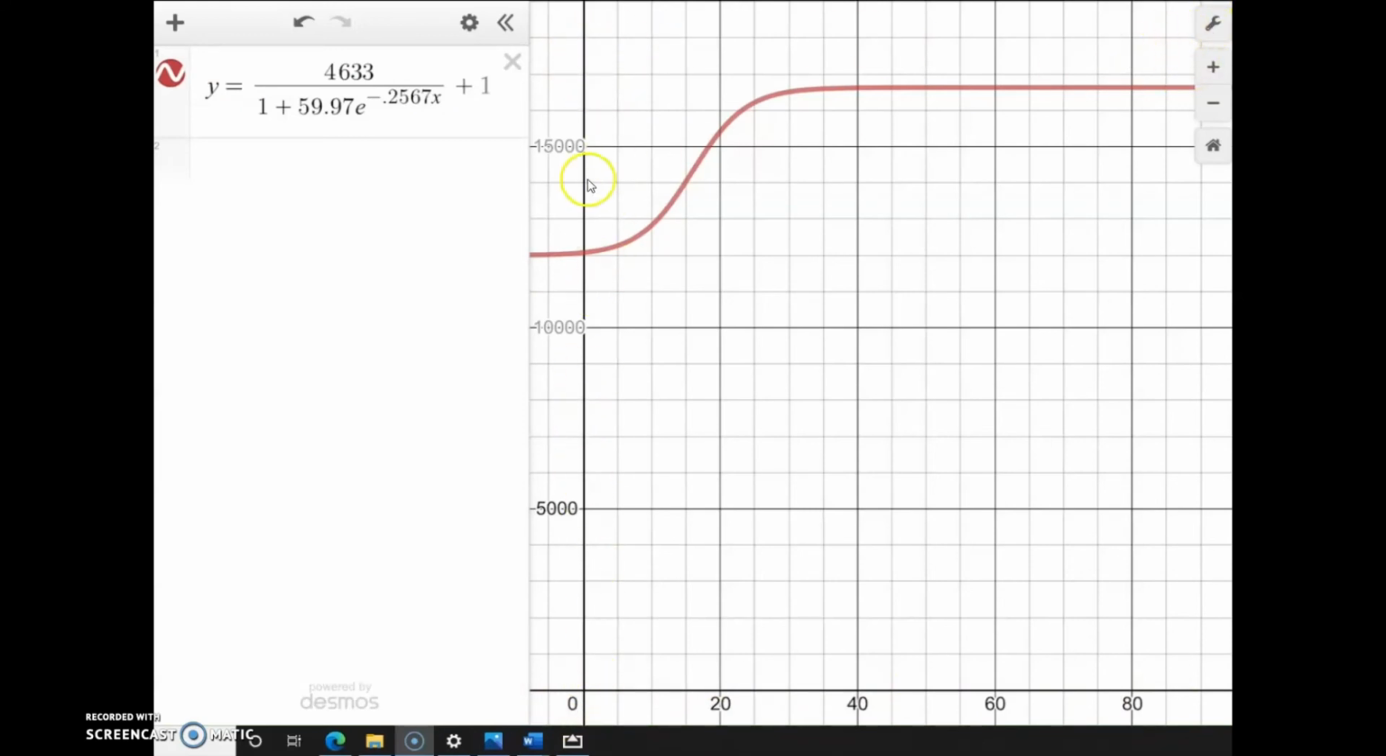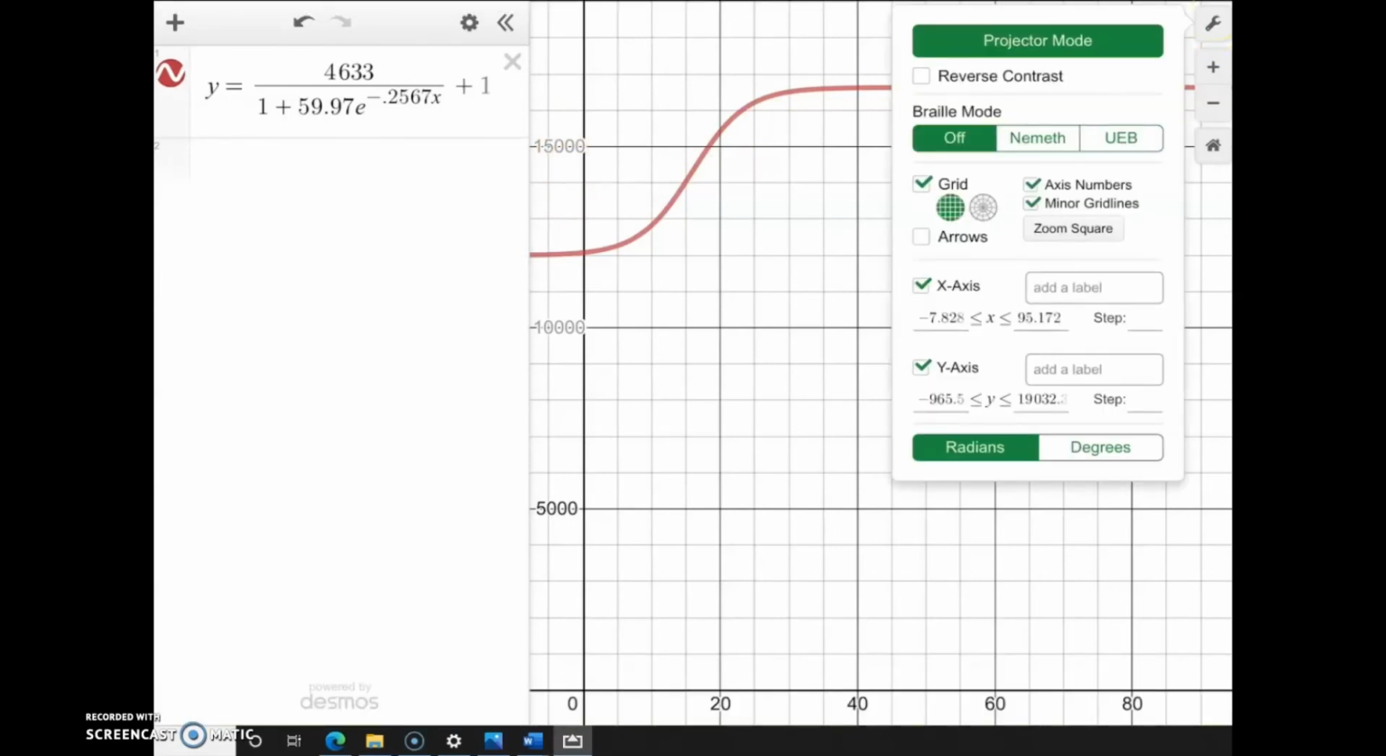I did have to change the dimensions of my graph to get a good picture of it, and you can do that using tools, and you can change what the x-axis is starting and stopping at, and the y-axis. I knew it needed to be probably bigger than 12,000 because that was one of the big numbers at the end of the formula.